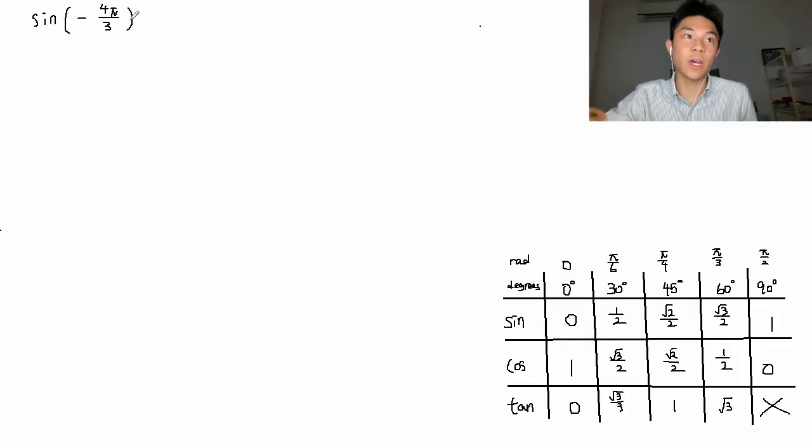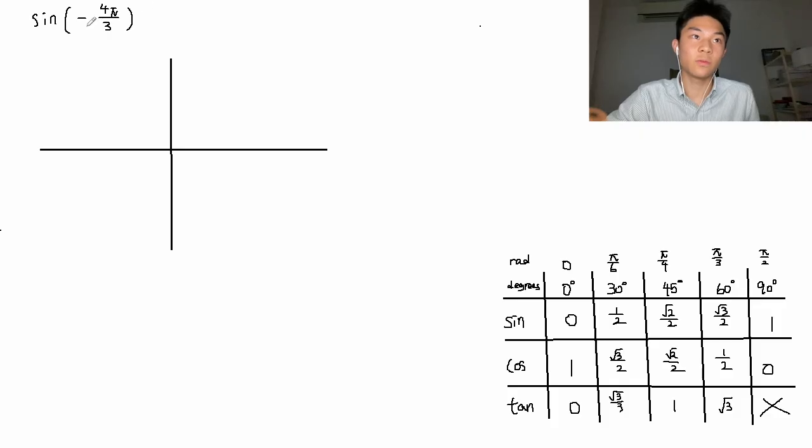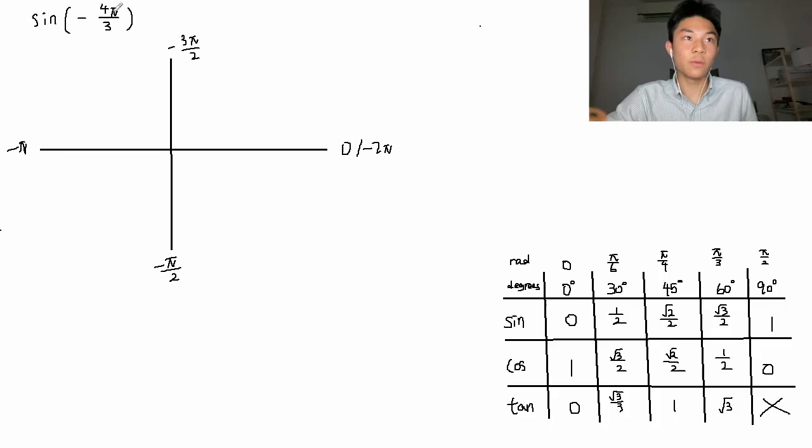So for this example, we have sine of negative 4 pi over 3. So again, let's just start by sketching the angle. So this time we have a negative, right? The negative is inside the bracket. So we have to go the opposite way. We have to go in the clockwise direction. So we'll start at 0 radians. Then we'll go to negative pi over 2. Then to negative pi. Then to negative 3 pi over 2. And then back to negative 2 pi. So negative 4 over 3 pi is definitely a bit bigger than negative pi, but it's smaller than negative 3 pi over 2. So let's go clockwise a bit. So negative 4 over 3 pi is somewhere here.